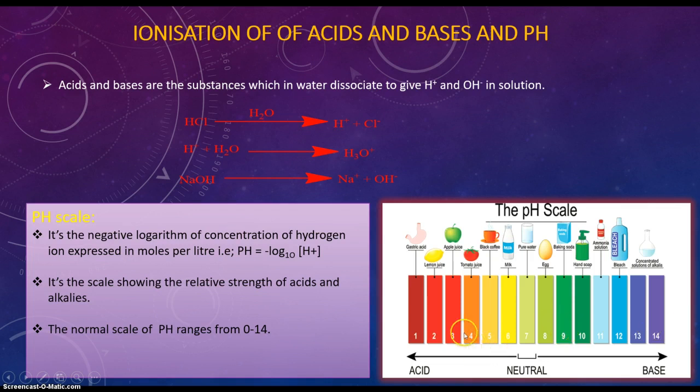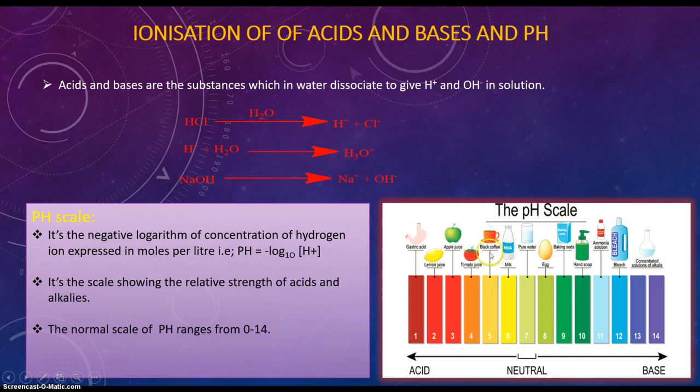That means if your solution is acidic, the pH value would range from 1 to 6, and you could have an idea that the concentration of H plus is much greater than the concentration of OH minus. In case of a basic solution, where the pH value ranges from 8 to 14, the concentration of OH minus is far higher than the concentration of H plus. So H plus greater than OH minus means acidic, and the reverse is basic. And if the pH value is 7, then it is neutral.